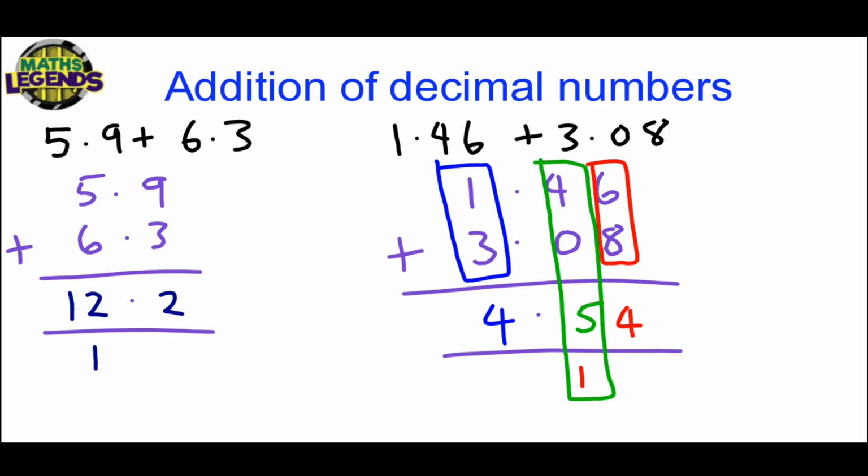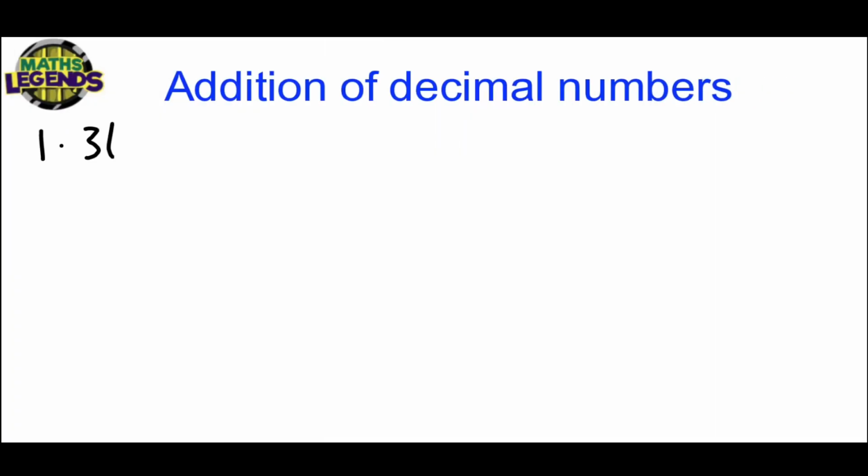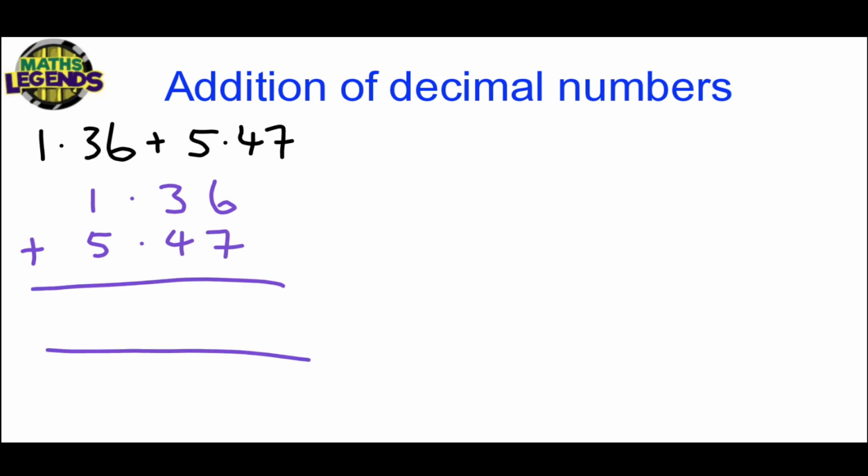Let's have a look at another example. 1.36 plus 5.47. Again, we write this in a column method. 1.36 plus 5.47. And then we work from the right hand side column. So 6 plus 7 is 13. So we write that as follows. And then we do 3 add 4, which is 7. And then add the 1, which is 8. Place the decimal point underneath in the same column. And then 1 plus 5 is 6. So the answer here is 6.83.